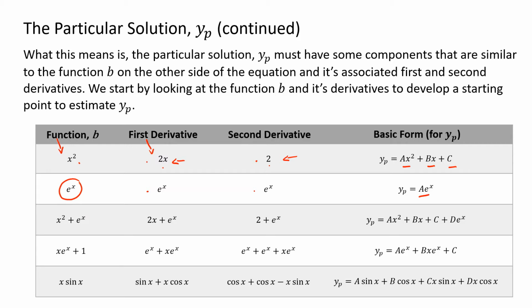Let's take a look at the next example. What if we combined those? We have x squared plus e to the x.